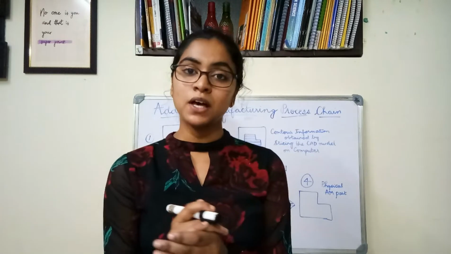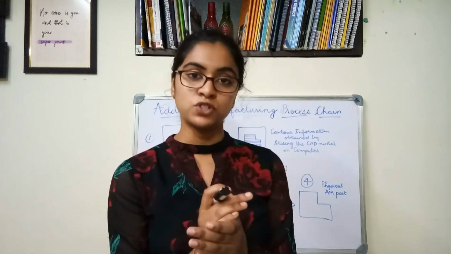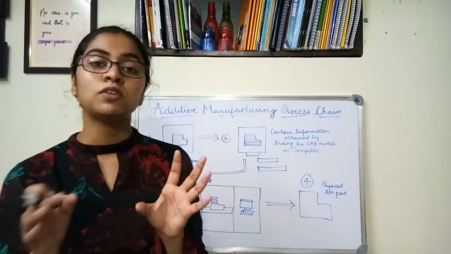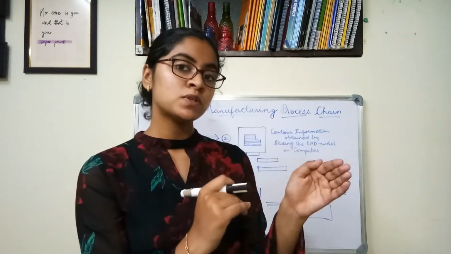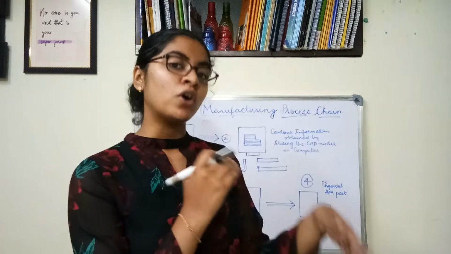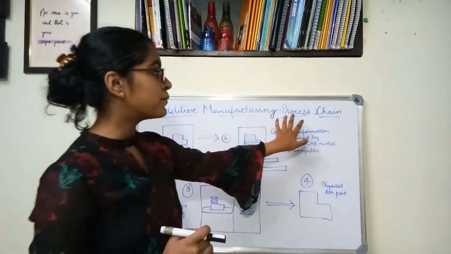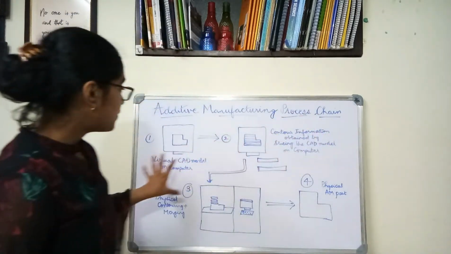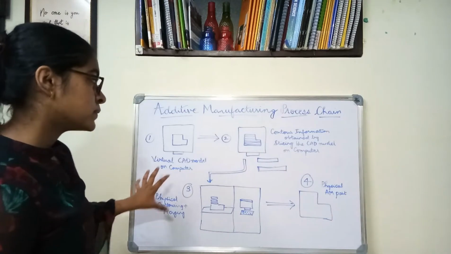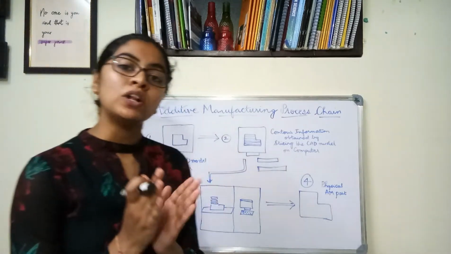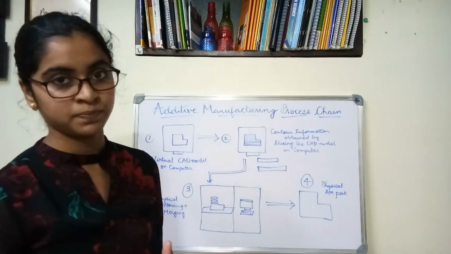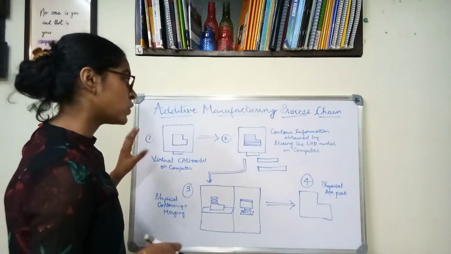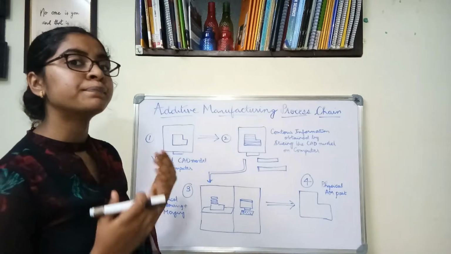I'll now be discussing the additive manufacturing process chain. The entire process of additive manufacturing is carried out in a series of steps which have a particular order. Therefore, it gets the name process chain. In the first step, using a special software called CAD, we'll be creating a virtual design of the intended product. Since it's a virtual design, it's also called the digital product model.